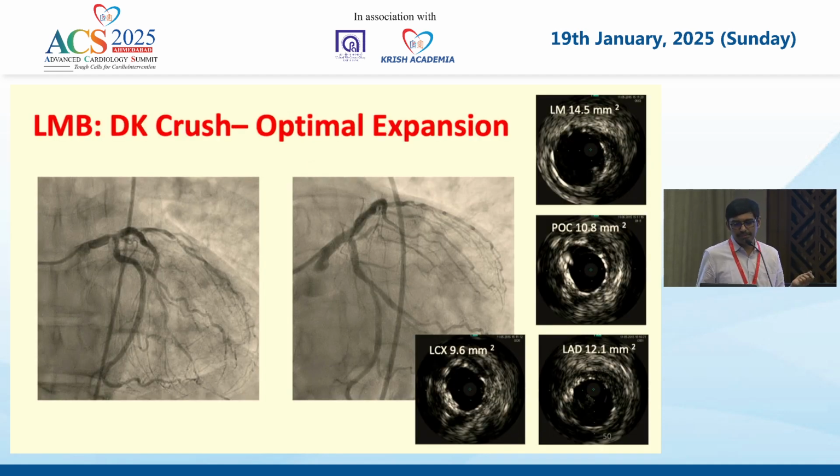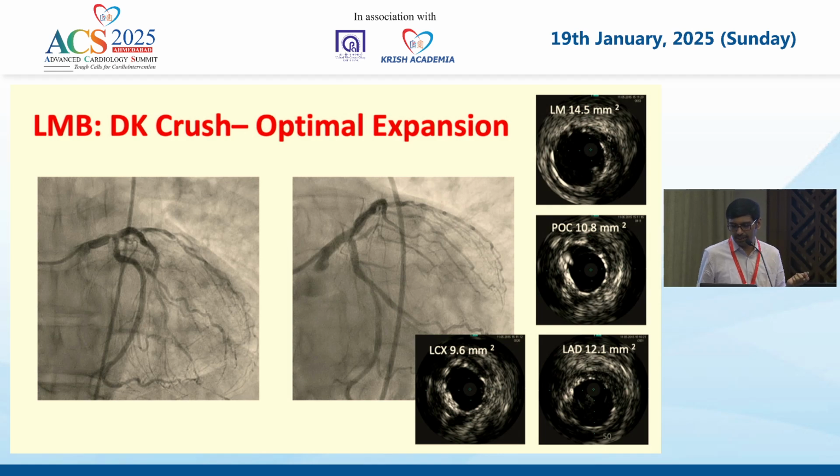So in some examples, this is a patient with a left main bifurcation, double crush. This is how the optimal expansion should be. You see that the LCX ostium is 9.6 millimeters square, the LAD ostium is 12.1. Your polygon of confluence, we no more use this parameter, but it is 10.8, and the left main is 14.5.